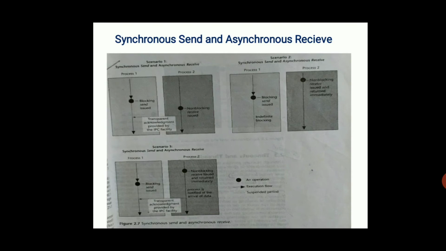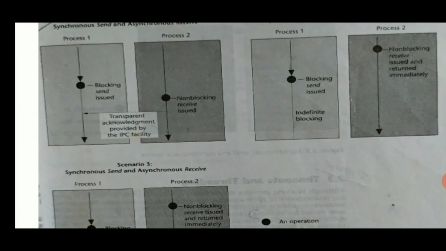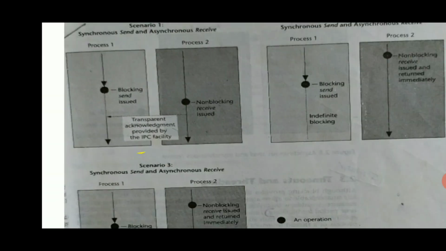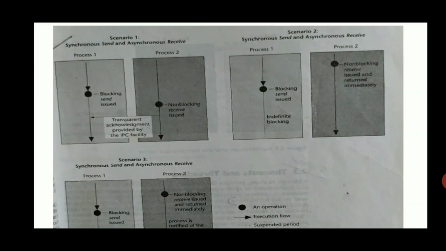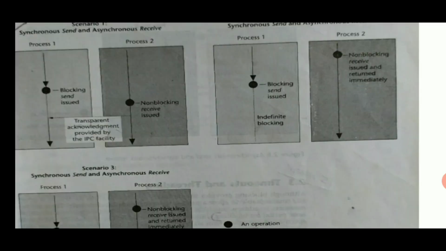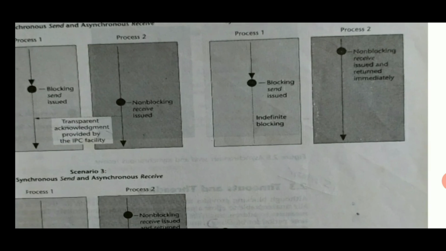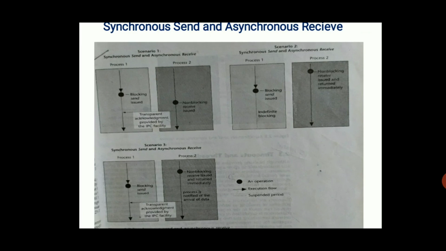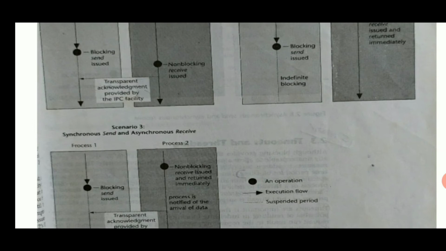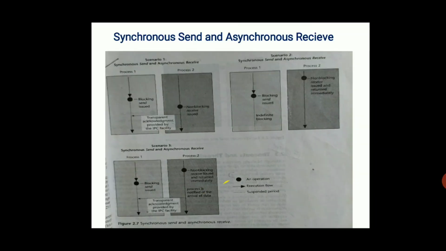So the next one is synchronous send and asynchronous receive. There are 3 scenarios. Synchronous send means there is blocking of the send operation. In scenario 1, the send operation has been blocked, and process 2, the receive operation, has not been blocked. In scenario 2 also, process 1, that is the send operation, has been blocked, and for process 2 receive operation there is no blocking. And in scenario 3, the process 1 send operation has been blocked, and the process 2 receive operation has not been blocked.